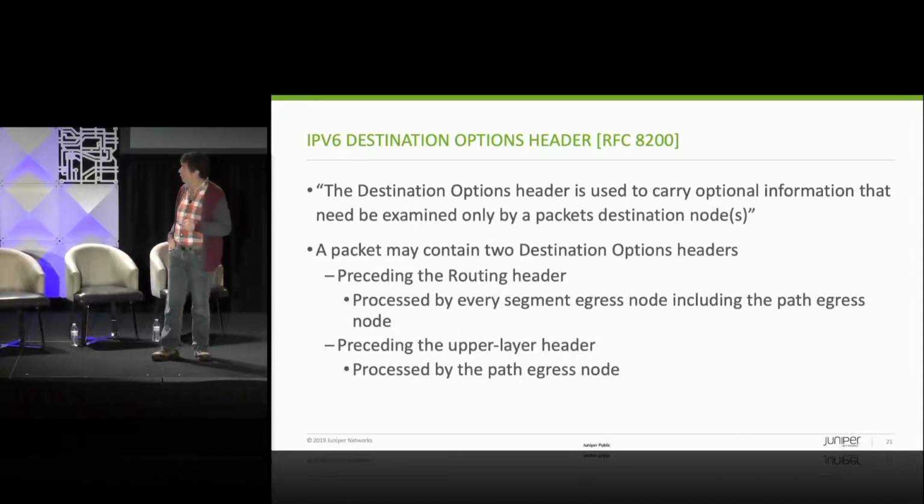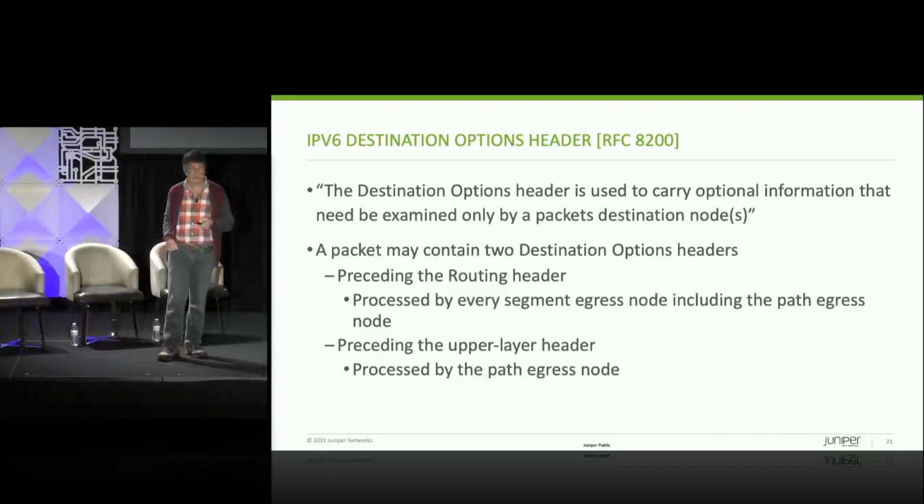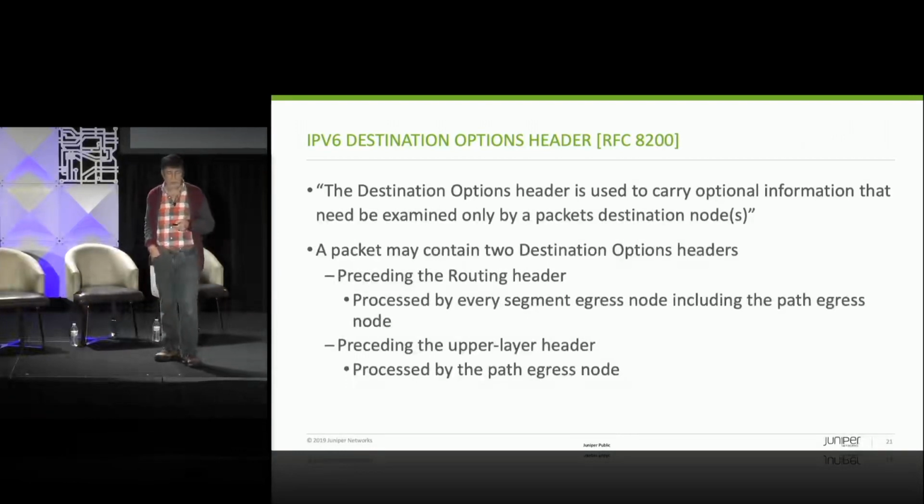Okay, while we're doing our look back at IPv6 extensibility mechanisms, we'll take a look at the destination options header. The destination options header is used to carry optional information to be examined by a packet's destination nodes. And a packet can carry two destination options headers. In fact, in RFC 8200, there is only one extension header that's allowed to occur twice in a packet. That's the destination options header.